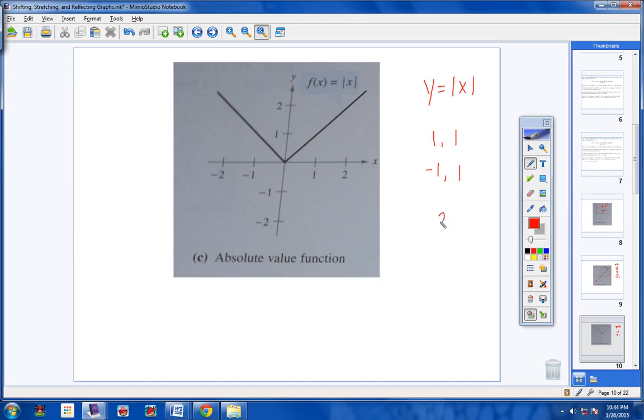If you put 2 in, you get out 2. If you put negative 2 in, you still get out 2. So (1, 1), (2, 2), (negative 1, 1), (negative 2, 2). So even if you don't have these graphs memorized really well, you can quickly come up with 4 or 5 points, plot them, and sketch the graph as long as you know the basic shape of the graph, okay? It's really not that difficult, but please know this graph.